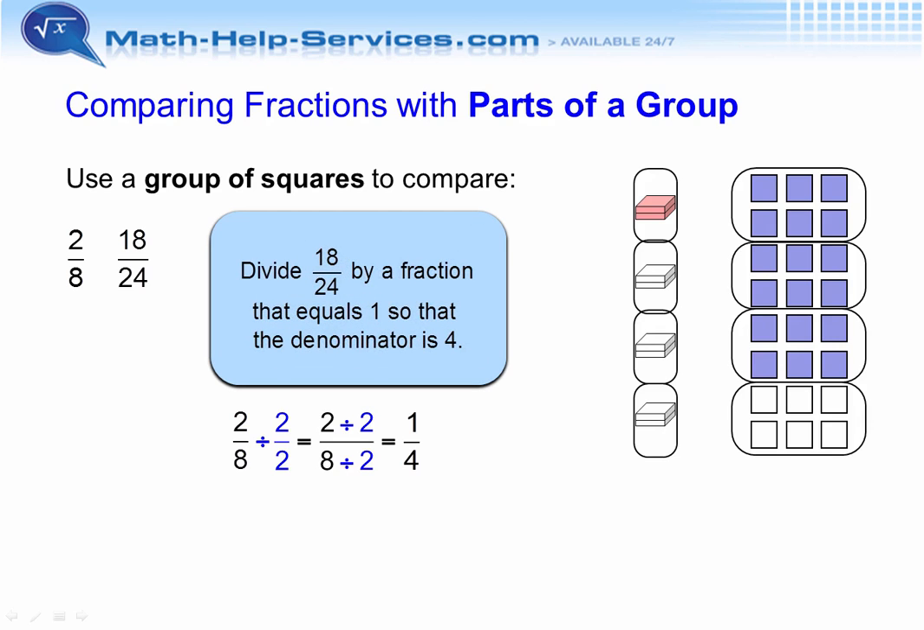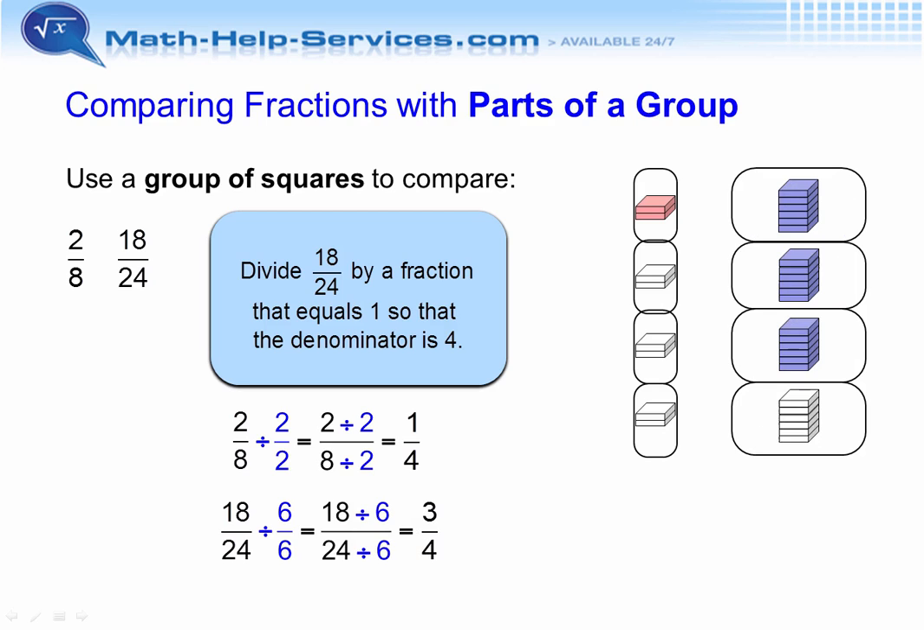Divide 18/24 by a fraction that equals 1 so that the denominator is 4. So 24 divided by what equals 4? Well, that would be 6. So our form of 1 in this case will be 6/6, and that's what we'll divide by. And we see we get 3/4. Now we can compare these, 1/4 and 3/4. Notice the denominators are the same, so we look at the numerators. 1 is less than 3, so 1/4 must be less than 3/4.